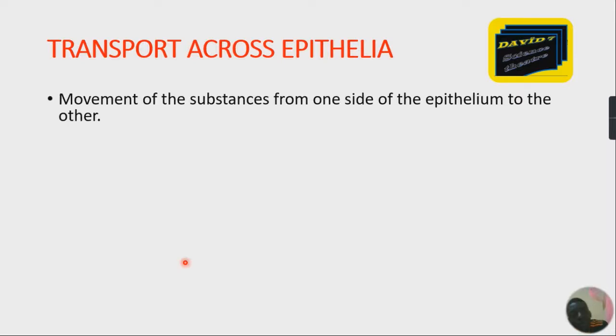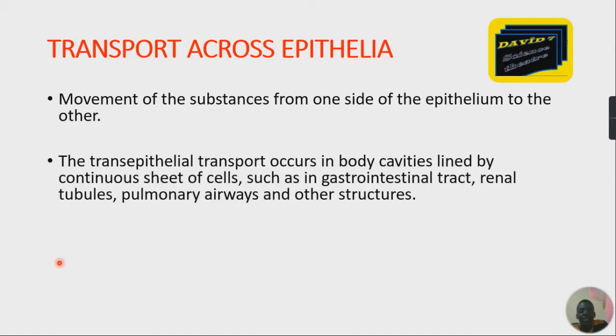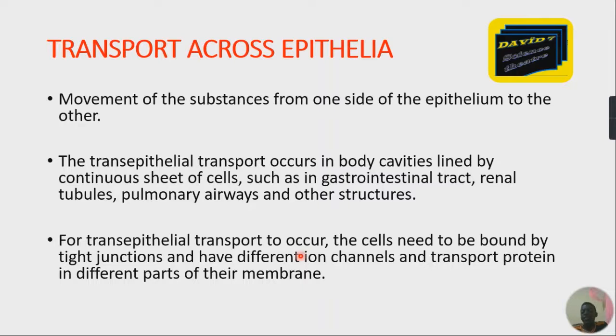So in transport across epithelia, there's movement of substances from one side of the epithelium to the other. The transepithelial transport occurs in body cavities lined by a continuous sheet of cells, such as the gastrointestinal tract, the renal tubules, pulmonary airways, and other structures. So, for transepithelial transport to occur, the cells need to be bound by tight junctions and have different ion channels and transport proteins in different parts of their membrane. So you get this point.